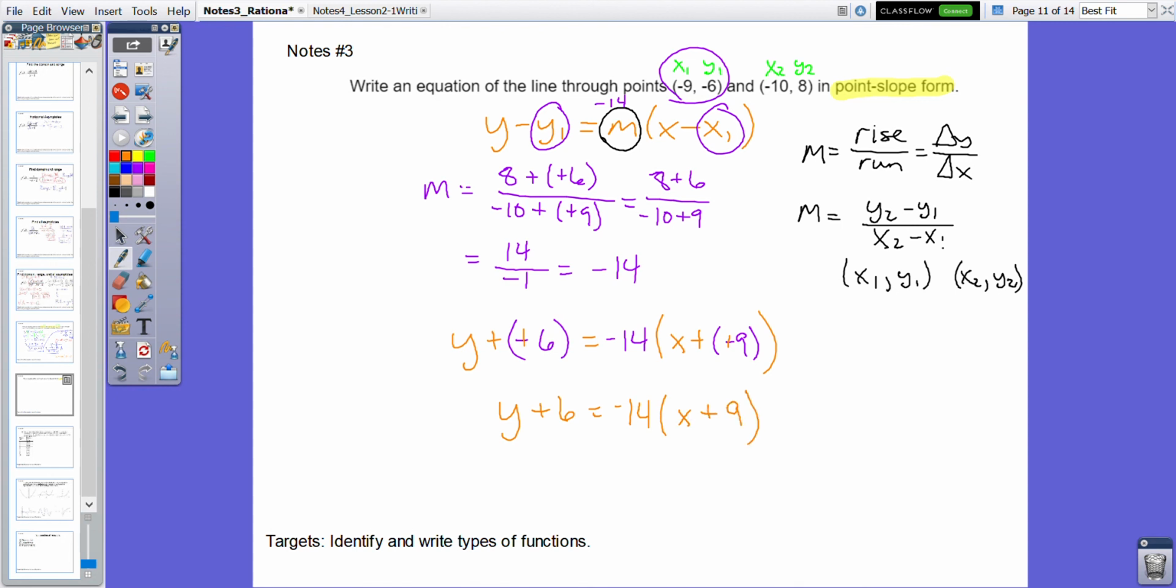Now you can keep going. You can distribute the -14 and write this in slope-intercept form. But that's how we find the equation of a line when we're only given 2 points. You have to find the slope first, and then you just replace. And if you wanted to go a little bit further, you can solve for y after you distribute. But this is as far as we're going to go for today.